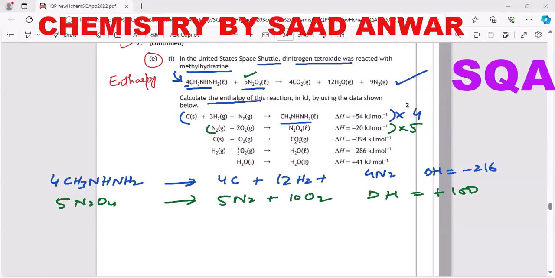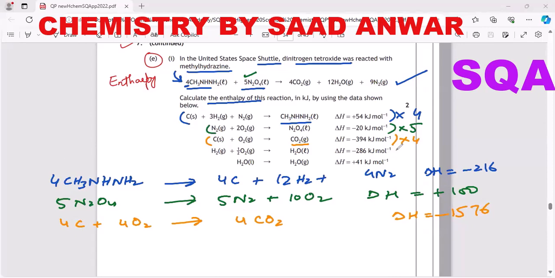Next, here the carbon dioxide is okay. Here we need to multiply this equation by 4, so minus 395, and we do not need to flip this equation. When you multiply this equation by 4, it would be 4 carbon, 4 oxygen, 4 carbon dioxide, and delta H would be minus 1576.